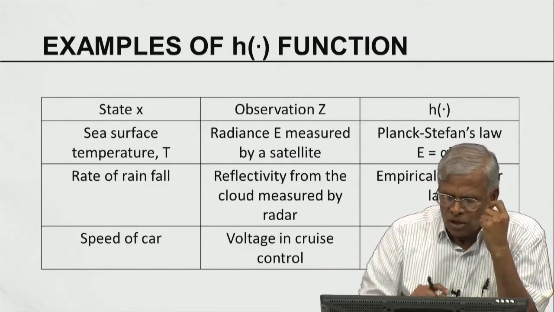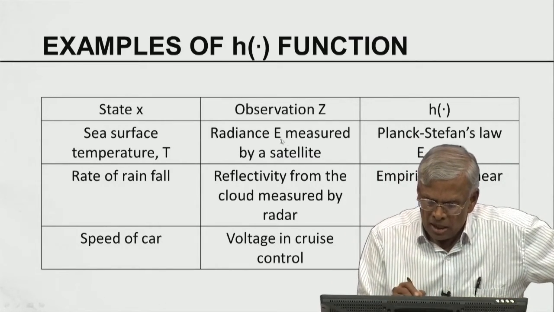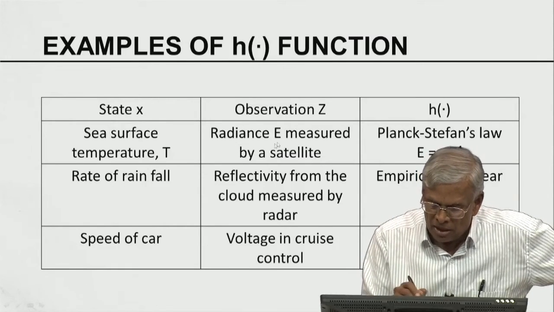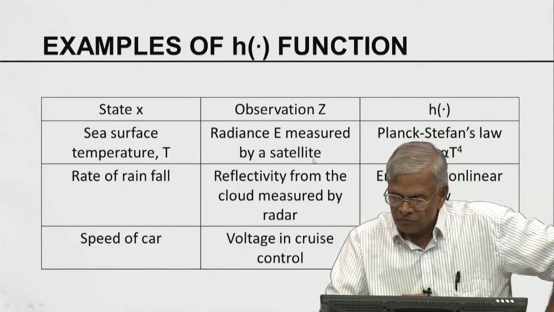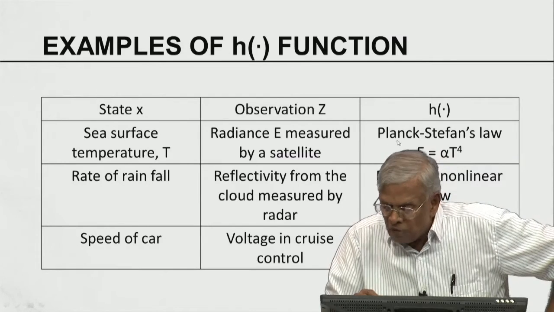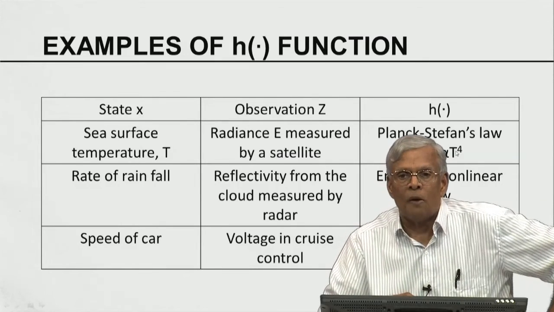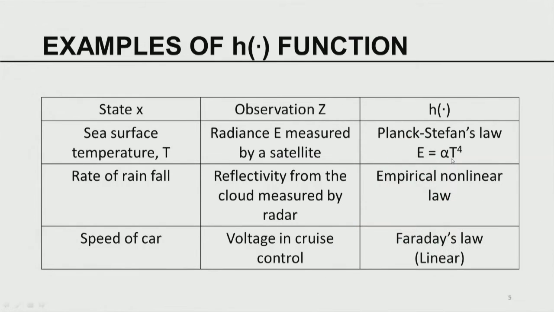and recovering the temperature. So temperature T is a state variable, and the observation Z is the energy E measured by the satellite. The observation Z and the state are related by an equation called the Stefan-Boltzmann law, which is given by E equals alpha times T to the power of 4. So the state X is T, the observation Z is E, and the function h, the forward operator, takes the form E equals alpha times T to the power of 4.